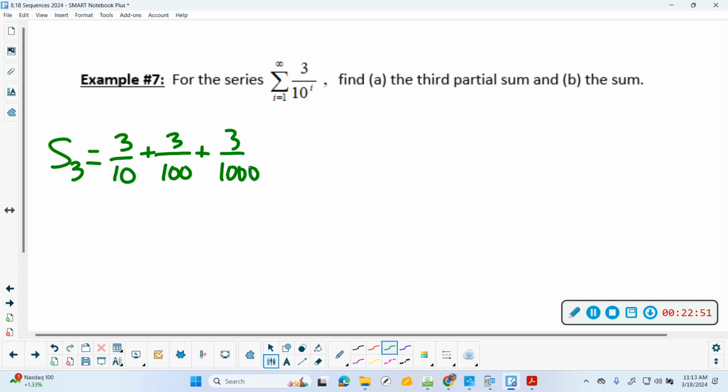Now, we need to add these. You could either get a common denominator, do all that work, or to help us with the next part, let's think of these in decimals. 3/10, 3/100, 3/1000. So what do you get when you add those 3 decimals together?